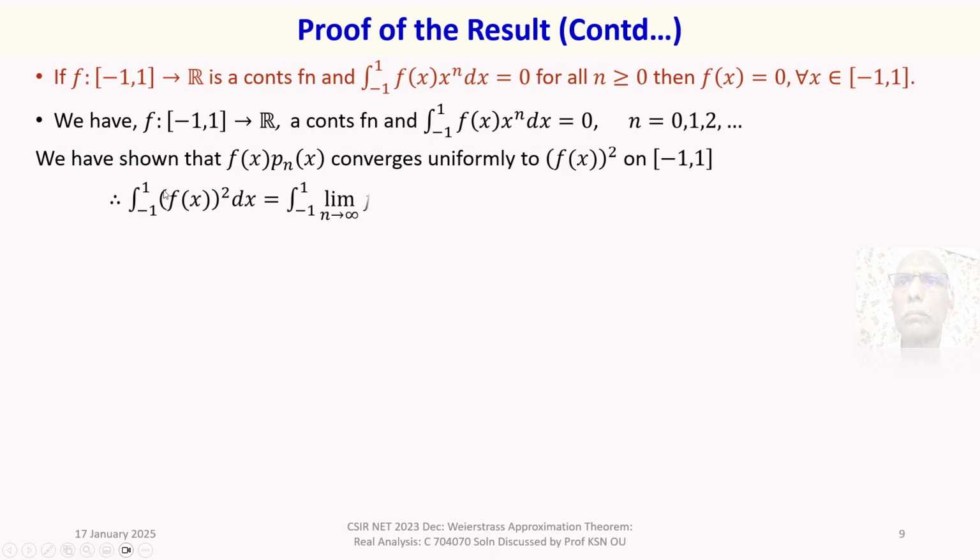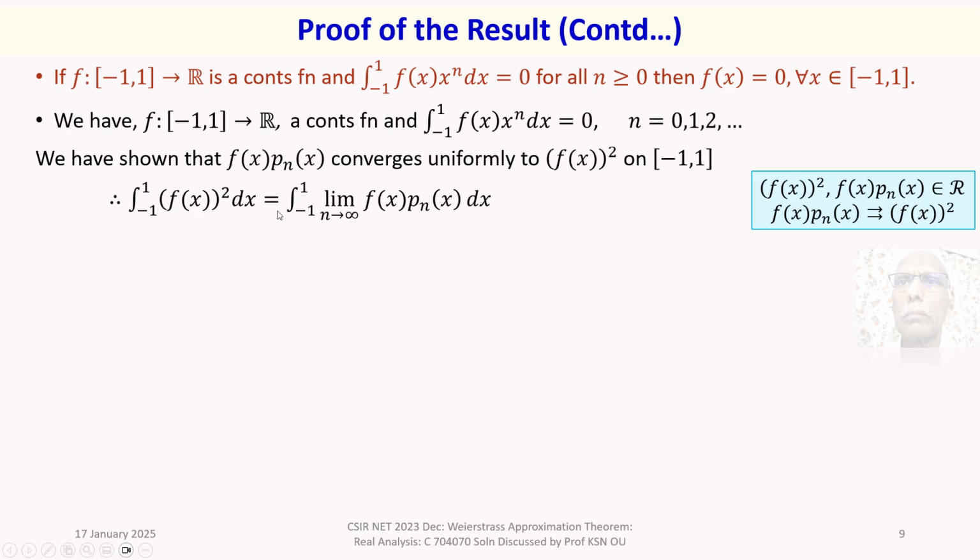Therefore, the integral from minus 1 to plus 1 of f of x square dx is equal to the integral from minus 1 to plus 1 of the limit as n tends to infinity of f of x p n x dx. How? It converges, okay. f of x p n x converges uniformly to f of x square on the closed and bounded interval minus 1 to plus 1. Agreed. But how does this integral come?